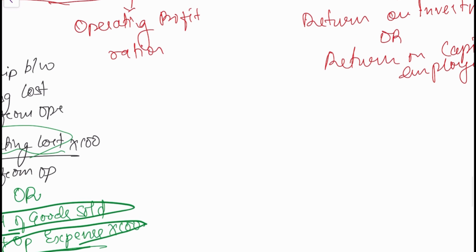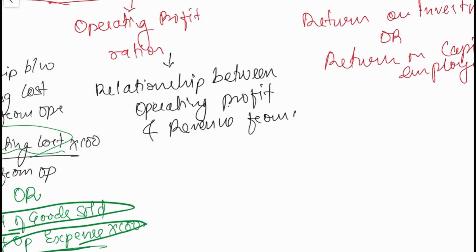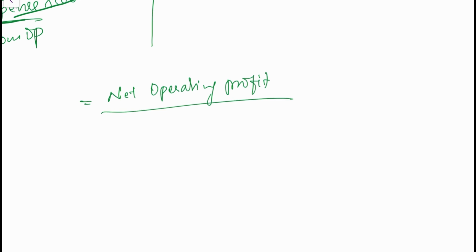Next one is operating profit. It shows the relationship between operating profit and revenue from operation. Okay, so the formula is net operating profit divided by revenue from operation into 100.